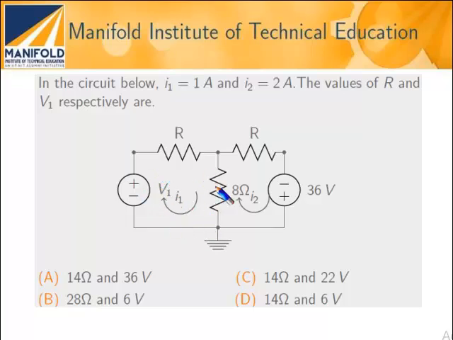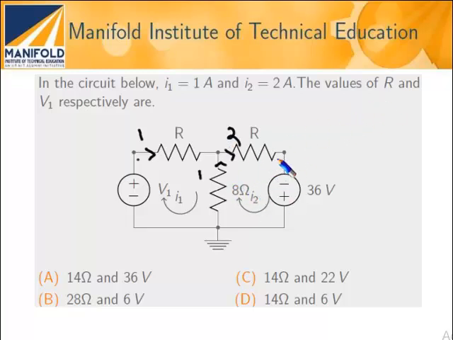So this is I1, which means 1 ampere. This is I2, which means 2 ampere. So this must be 1 ampere. This is 1 and this is 2. So I minus I1 must be 1 ampere. 1 plus 1 is 2.